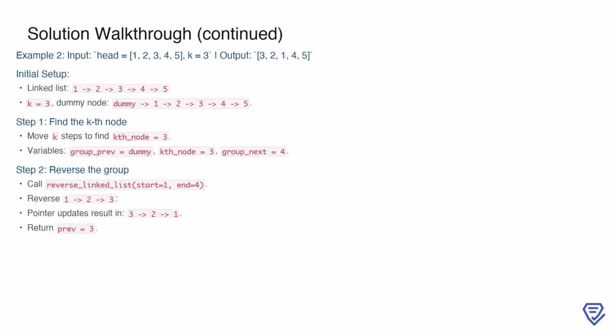The first step is to locate the kth node for the group. Moving k equals 3 steps forward from group_prev, we find that the kth node is 3, and the node after it, group_next, is 4. Now, we reverse the group of nodes between group_prev.next and group_next. The helper function reverse_linked_list is called with start equals 1 and end equals 4. Inside the function, the links between 1, 2, and 3 are reversed to create the sublist 3-2-1. The function then returns 3, which is the new head of the reversed group.